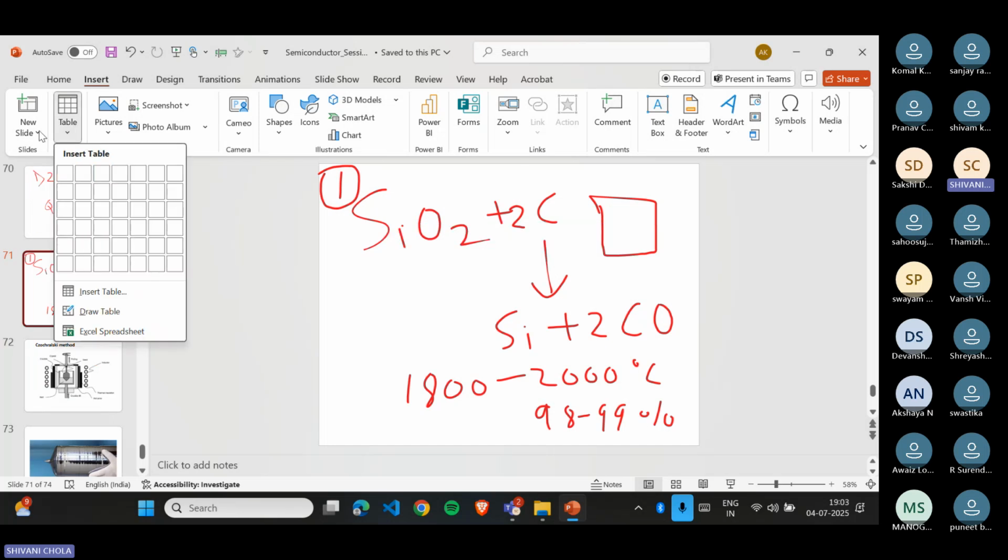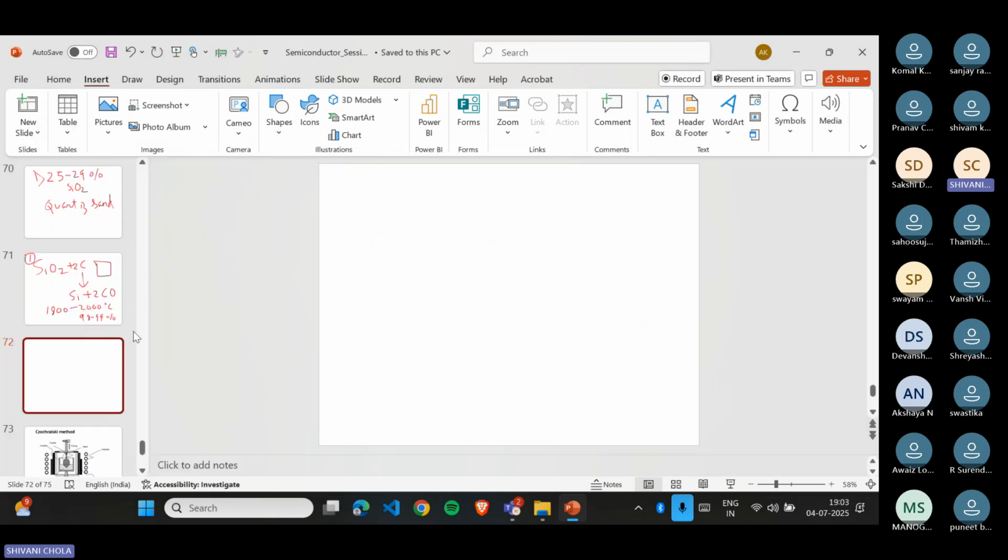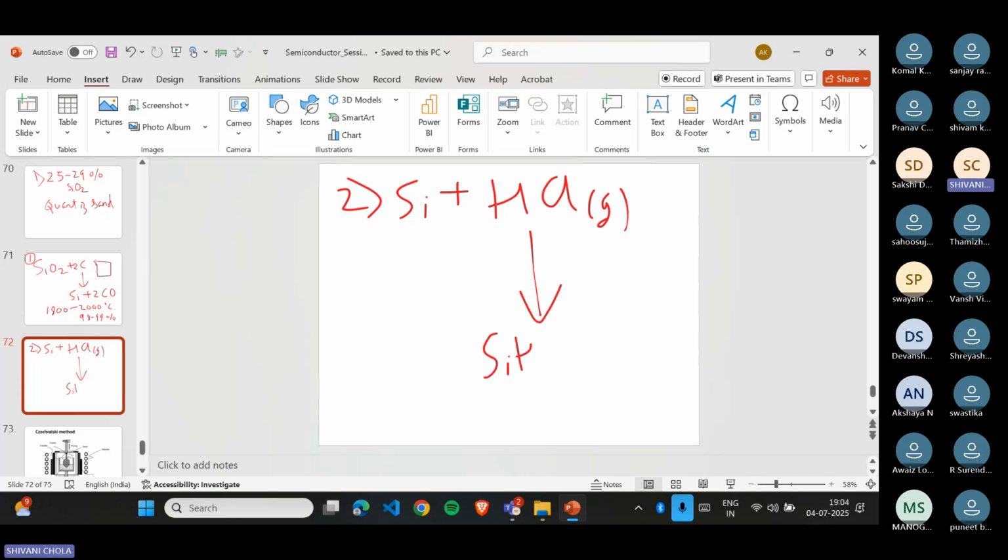Okay. Now we have our second process. Since you have got silicon from this part, but it's still not pure. All right. So what you do in the second part, you pass this silicon in the HCl gas. Okay. And in this process, you get a gas which we call trichlorosilane, and you get a hydrogen molecule over here.